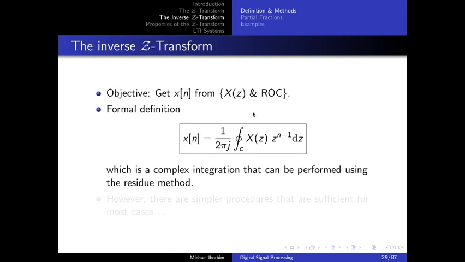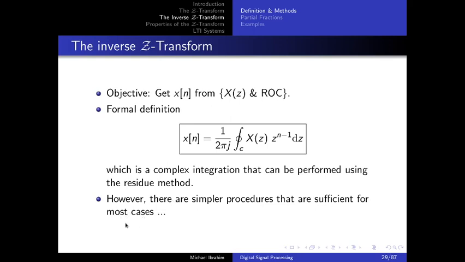The formal definition of the inverse Z transform involves a complex integral over a closed contour in the Z domain. This complex integration can be performed using the residue method, which is quite difficult to perform. However, there are simpler procedures which can be used and are sufficient for most practical cases.